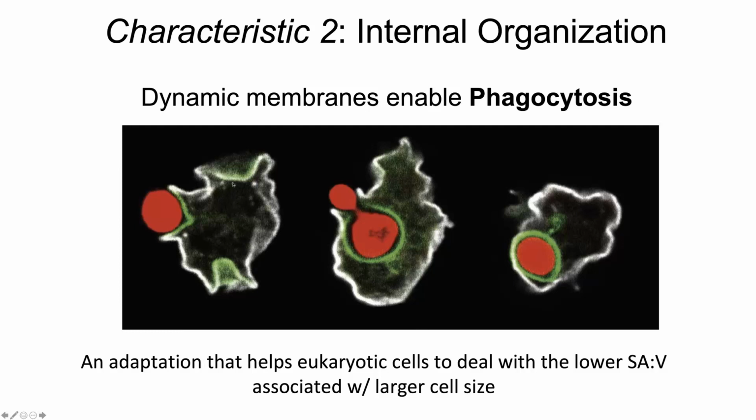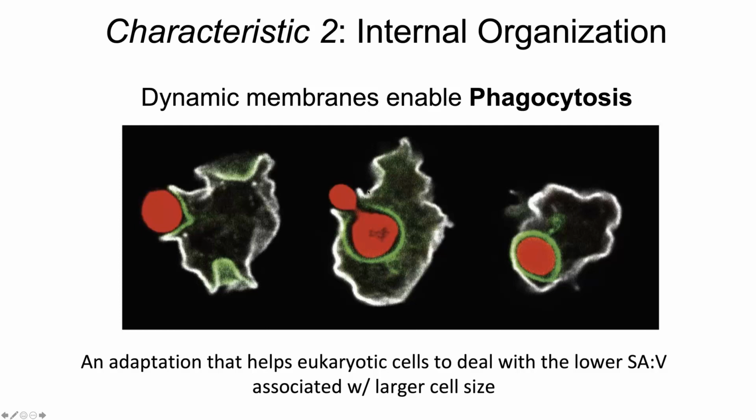So you can see here a diagram of one organism that's outlined in white and another unicellular organism that's in red here. And this is that red unicellular organism being phagocytized by this white outlined unicellular organism.